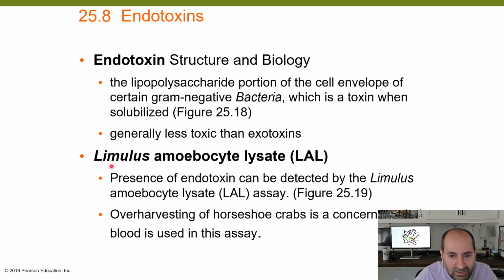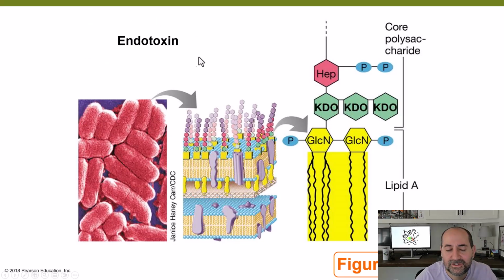By the way, the presence of endotoxin in your blood can be detected via an assay called the Limulus amoebocyte lysate, or LAL assay. What's cool about this assay is that we get the reagent for it from a horseshoe crab, right? We bleed horseshoe crabs, and their blood is used in this assay to spot endotoxin. It's kind of a fun fact for you.